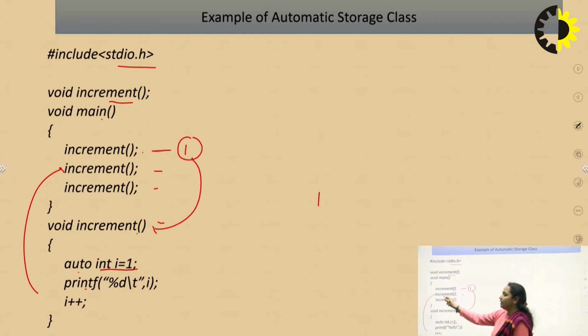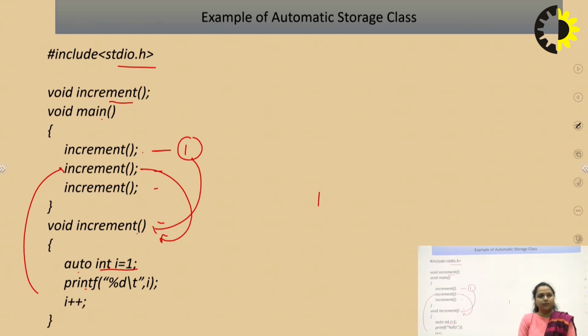Within main, the function increment is called a second time. It will again go back to the function definition. Again, auto int I equal to 1, so I has been initialized with 1. So again printf I, what will it print? It will print 1 only.